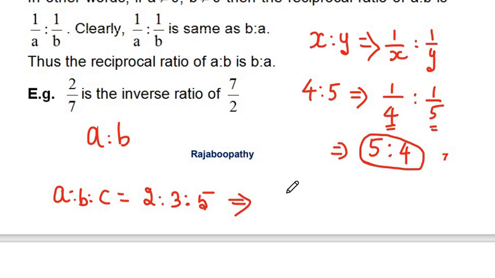We'll check. So this is 1 by 2 is to 1 by 3 is to 1 by 5. Therefore multiply with the LCM of 2, 3, 5. The LCM is 30. So if I multiply each one with 30, this becomes 15 is to 10 is to 6. Very good.